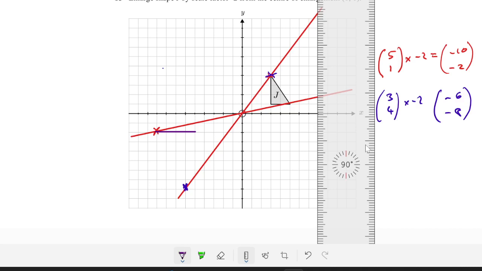So I'll put this in the wrong place, I think. Let's just look again. I said minus 10, so 2, 4, 6, 8, 10. Yeah, there we go. So that point should have been there. So let's just take that and that out. So that point should have been there.